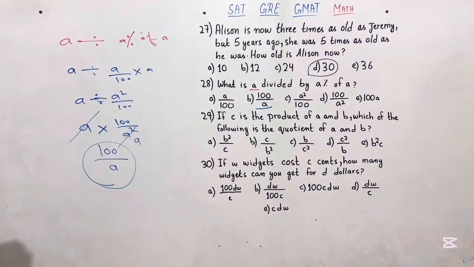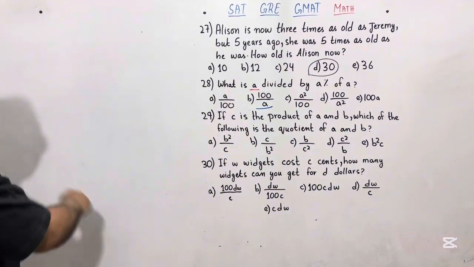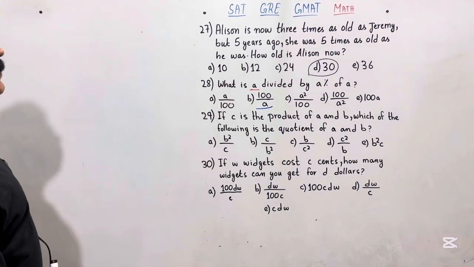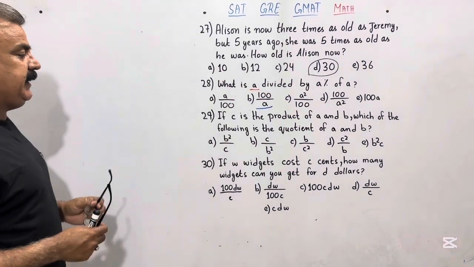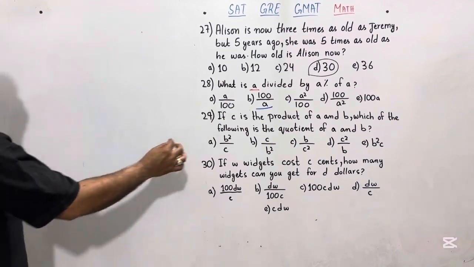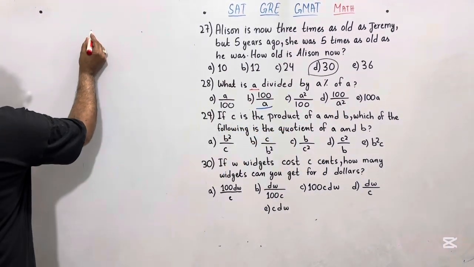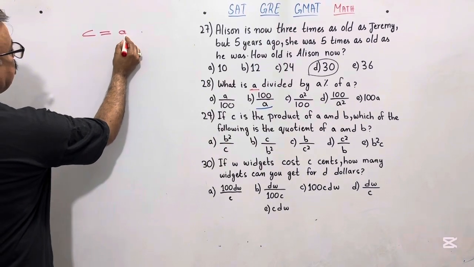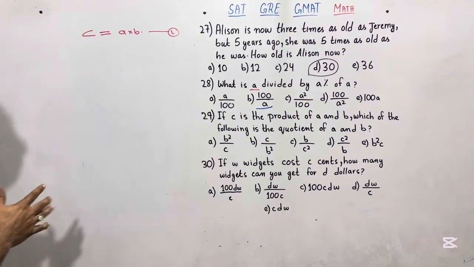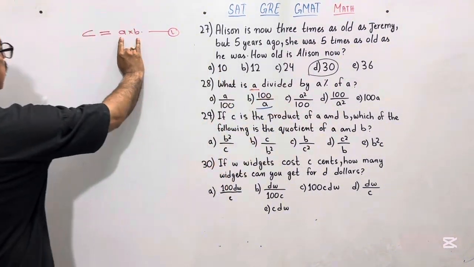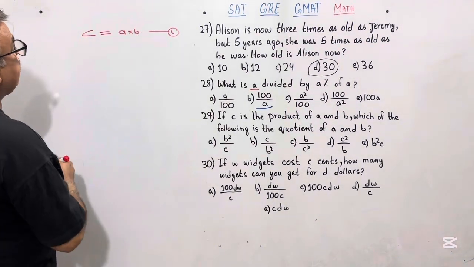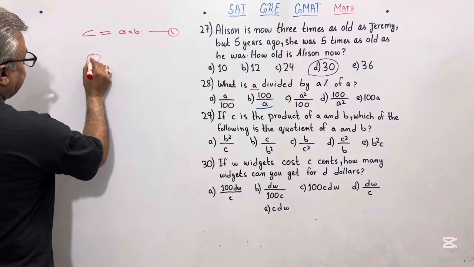Moving towards the next question: if C is the product of A and B, which of the following is the quotient of A and B? The first condition is, C is the product of A and B. It's our condition number 1, our equation number 1. If you multiply A and B, we get C according to the given condition. Our second condition is the quotient of A and B.